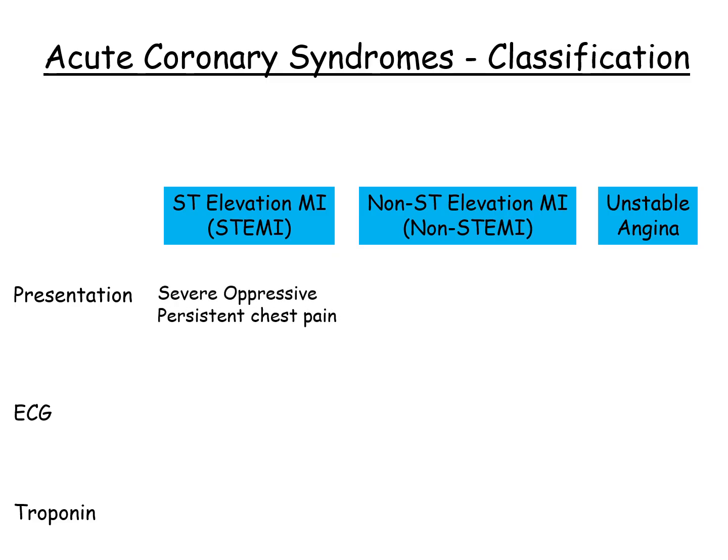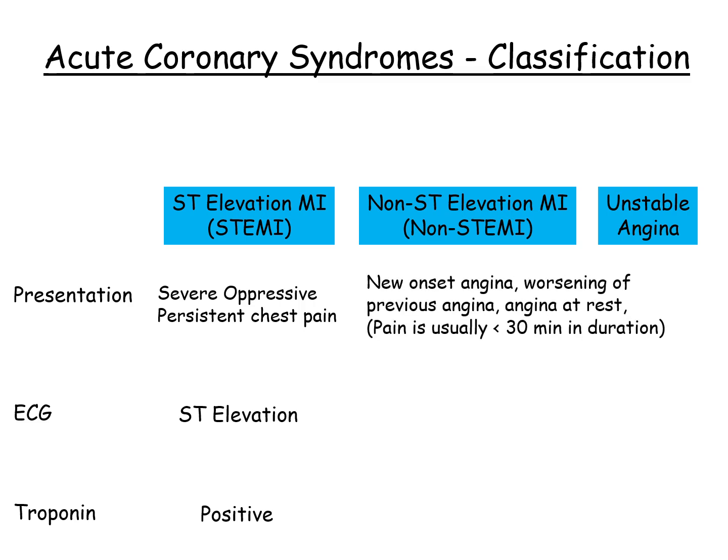These patients usually present to the emergency department with severe oppressive persistent chest pain. The ECG will show ST segment elevation, and that's why we call them ST elevation myocardial infarction, and the troponin is always positive. For non-ST elevation myocardial infarction and unstable angina, they usually have a similar presentation.